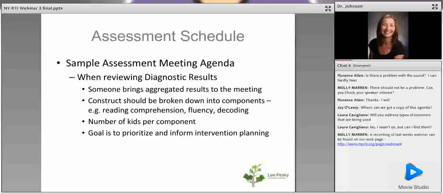And here, by aggregated results, what we want to do is, as much as our screening tools, depending on what they are, allow us to do that, we want to think about where the specific need is within reading. So we don't want to stop at just 18% of our kids are below benchmark in reading, right? We don't want to stop there. What we'd love to be able to do is have a finer grain analysis through our diagnostic information.